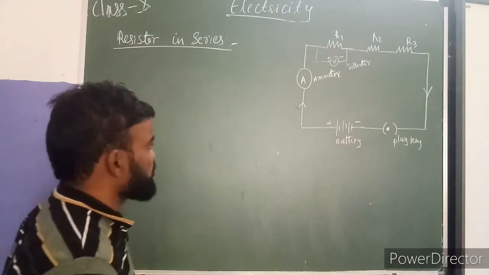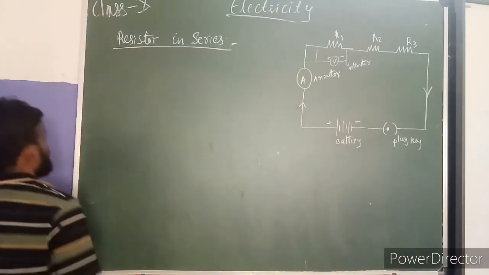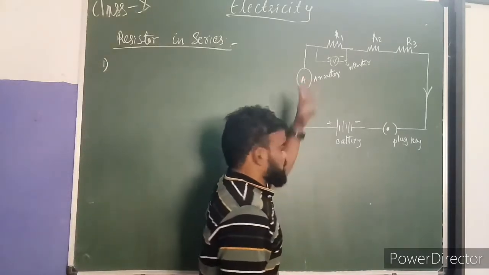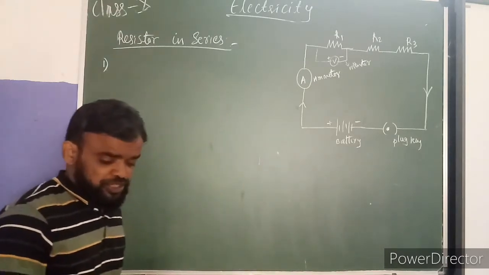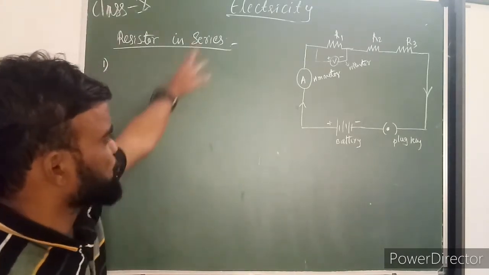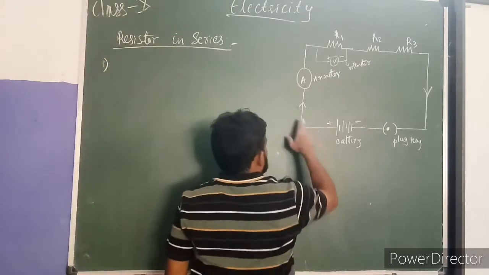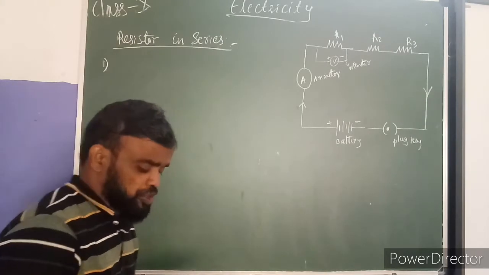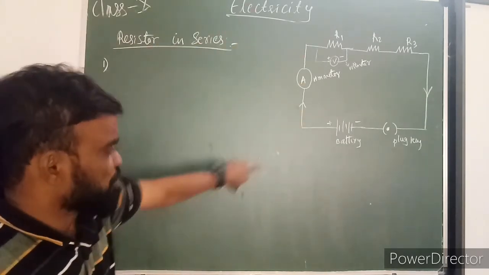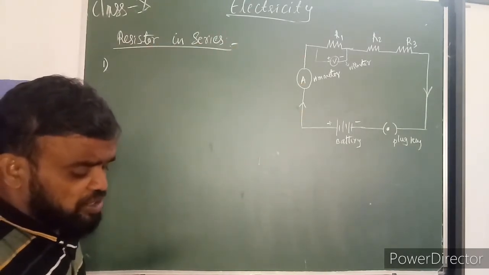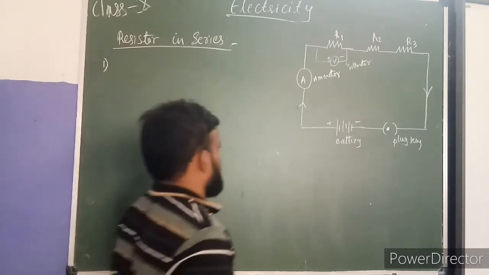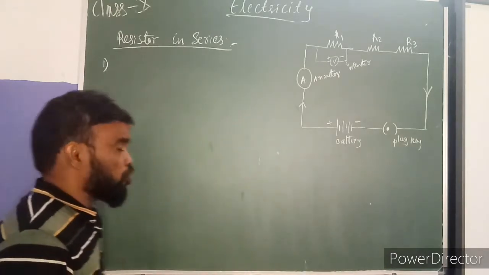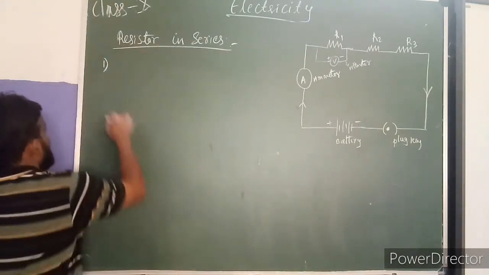We will check the flow of current. The first point: the flow of current is in which direction? It is from positive to negative. In a series circuit, the flow of current is equal throughout. Understood? That is the first point, and the second point is over.